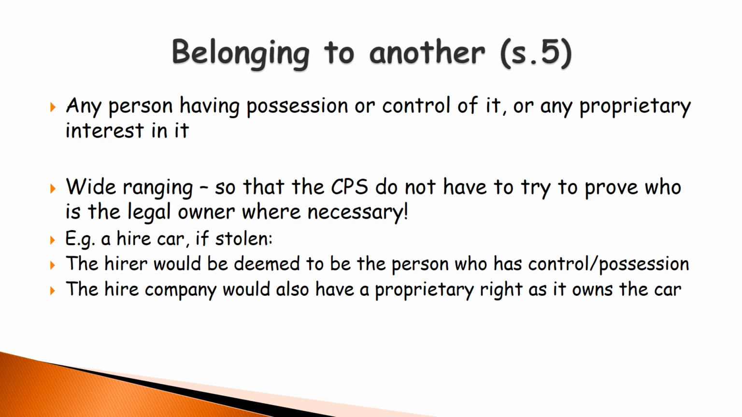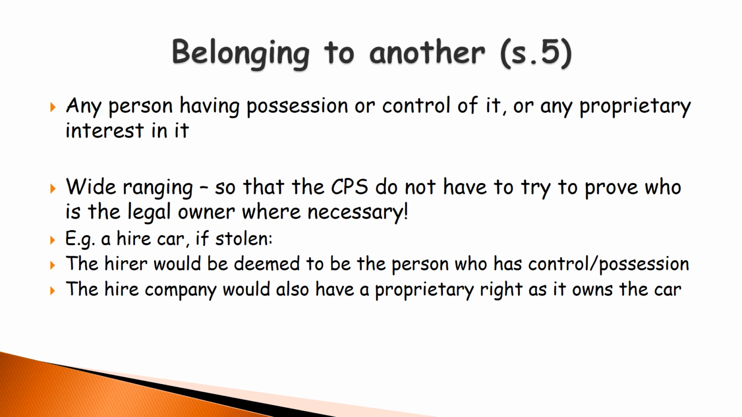So let's say you hire a car abroad or somewhere and somebody steals that from you, you could be deemed to be the owner because you were in possession and control. You were hiring that car at the time. So there could be two potential owners, and it's wide ranging really. For policy reasons, the CPS don't want to have to try and prove who the legal owner is where necessary. And you could have a look at a case called Dyke and Munro to see why, because there can be problems if the CPS charge the wrong people as the owners. They could actually miss out on prosecution there.